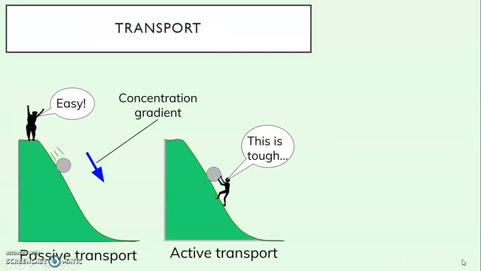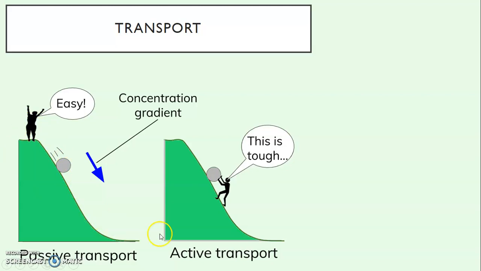So when we're thinking about active transport and the need of energy, the best way to think about it is this. This is our concentration gradient. We've got a high concentration here. We've got a low concentration here. So for diffusion, it's dead easy. The particles will just go. They are going down the concentration gradient.